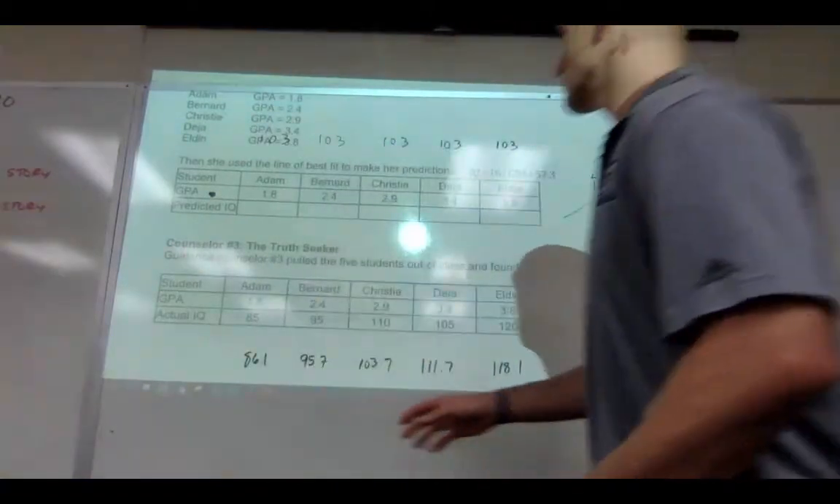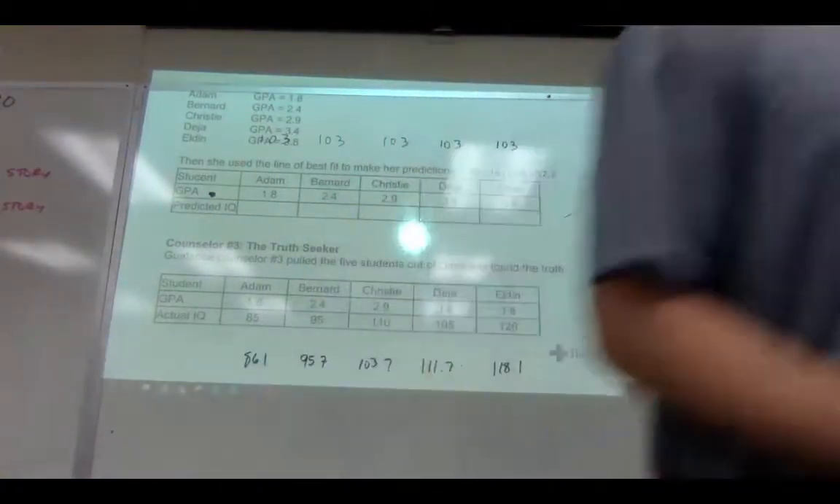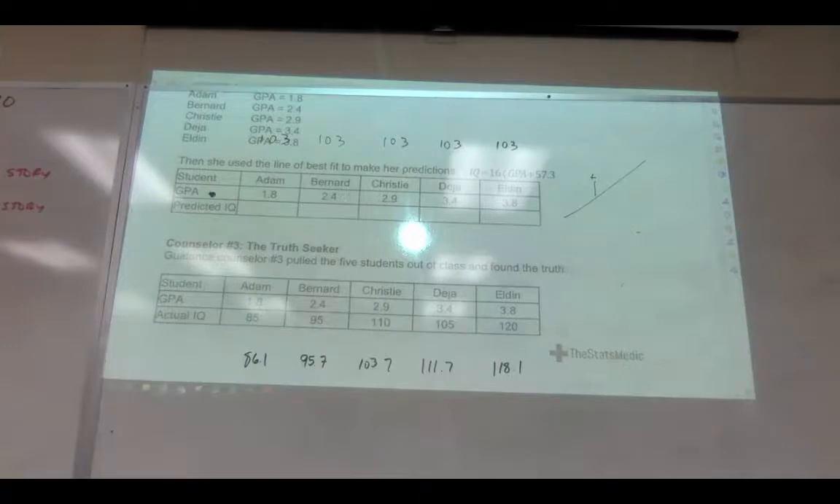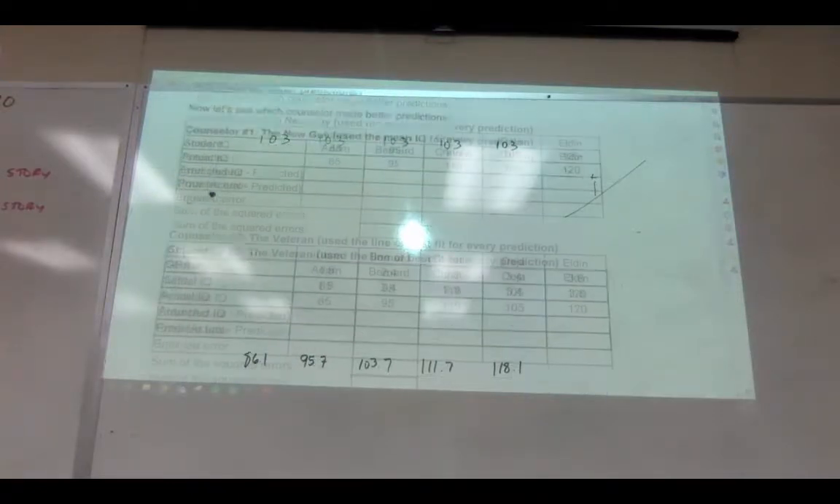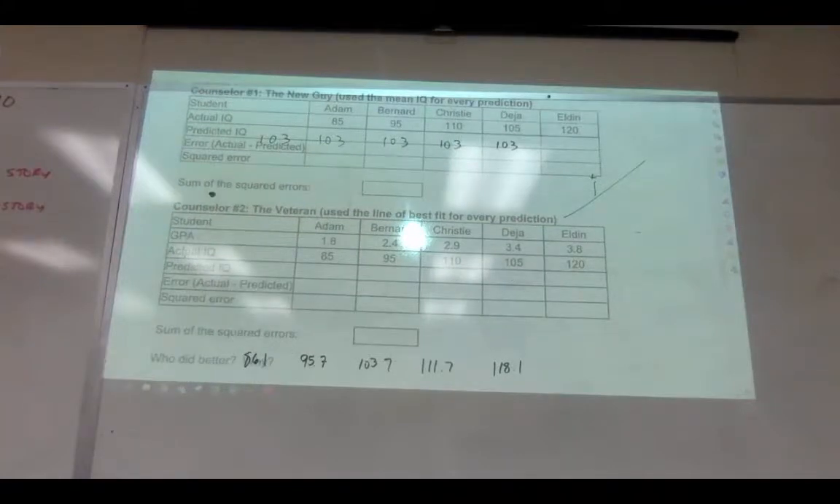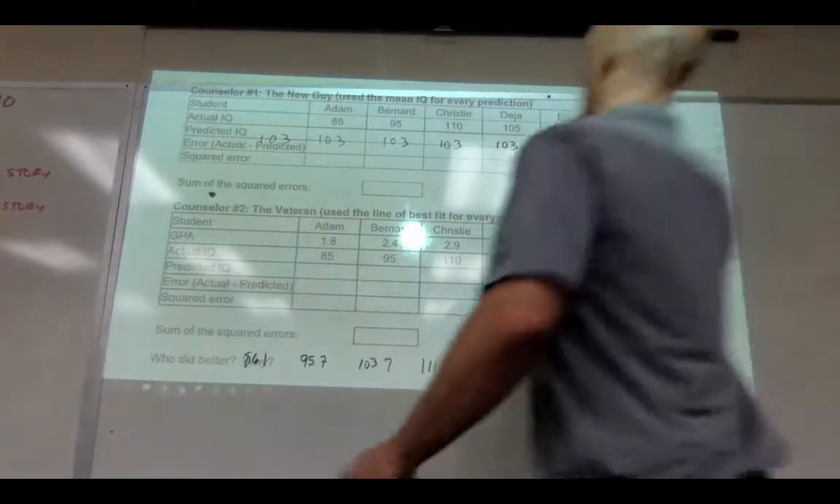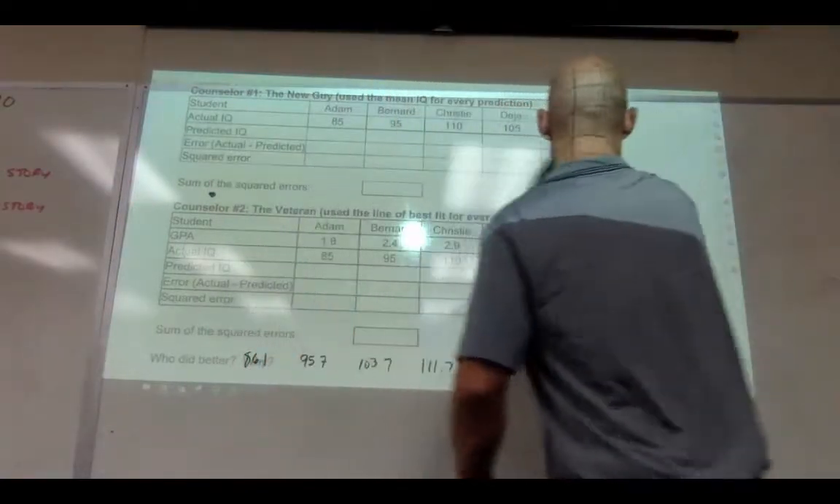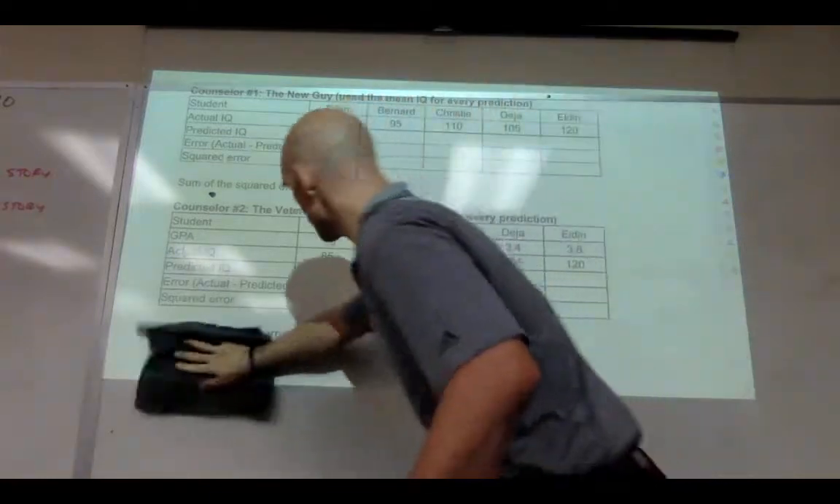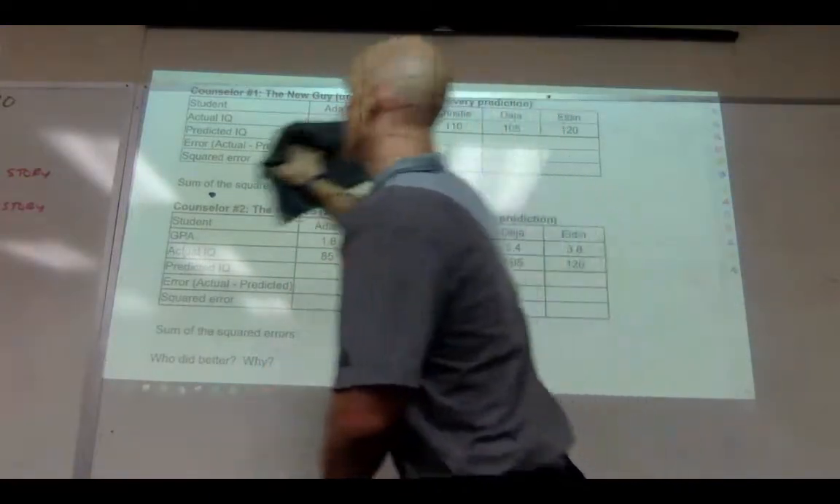So here's what we've got. Basically what we did was we took their prediction and what the actual was. We did residual equals actual minus predicted, and we took the squared error. So somebody help me out. Why do we square the error?